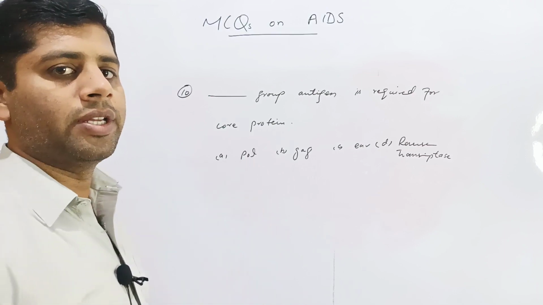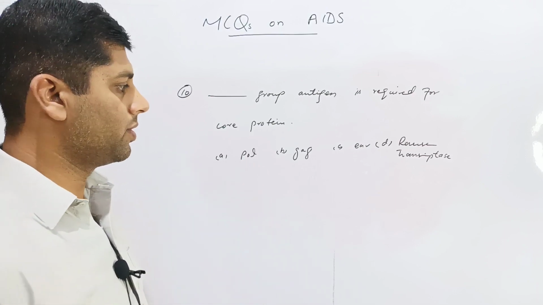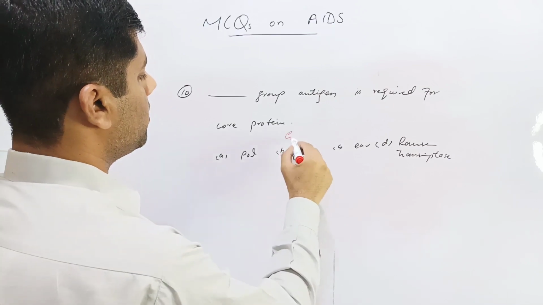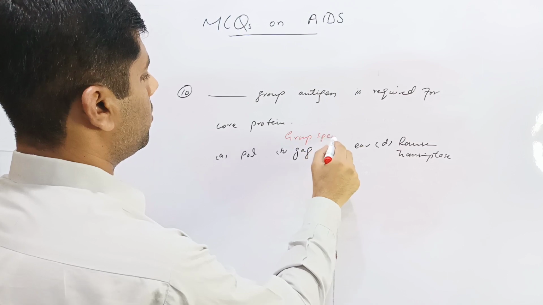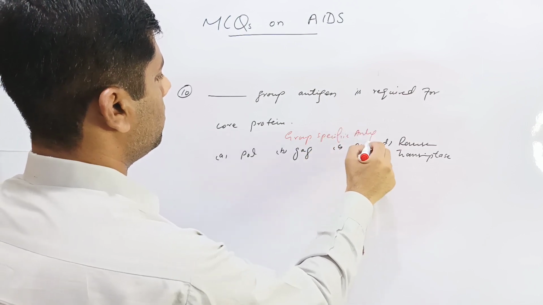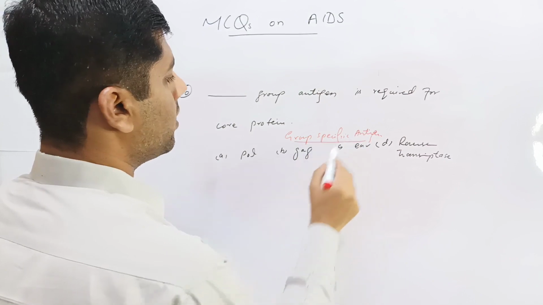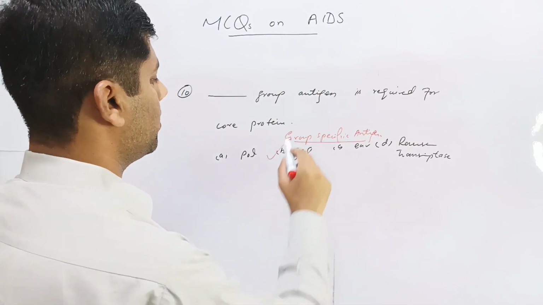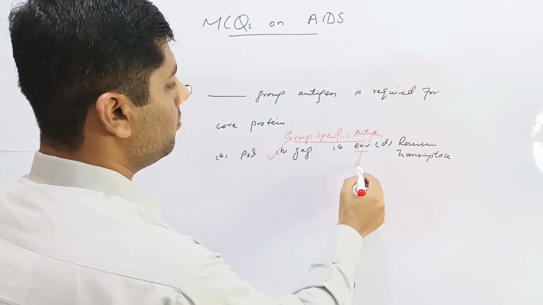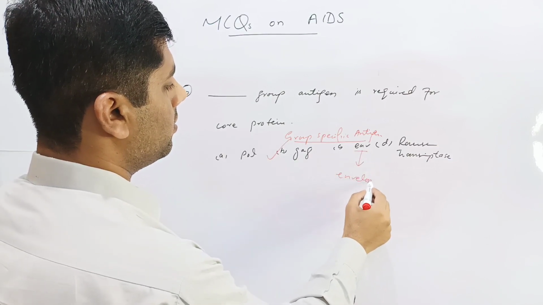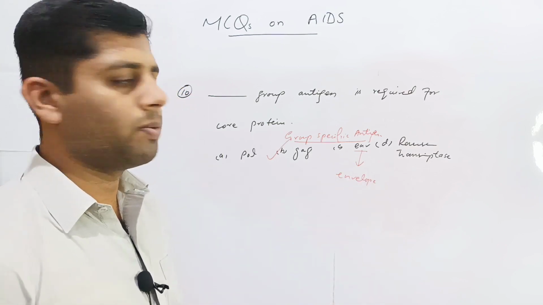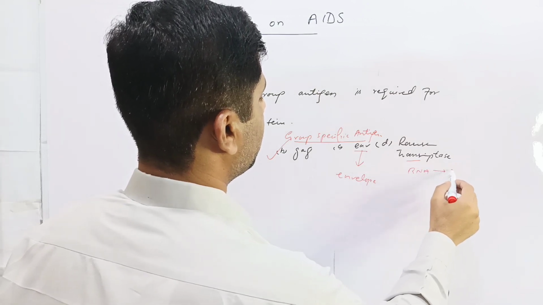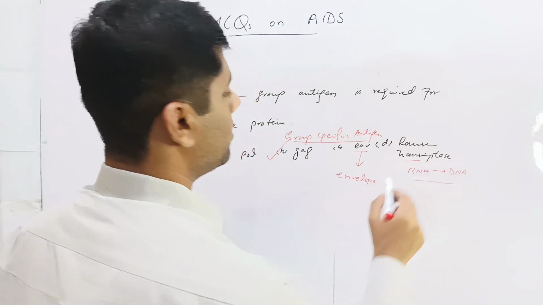Polymerases are required for DNA replication or transcription process. GAG protein means group specific antigen. These are basically structural proteins which form the core of the HIV virus. This is the correct option. Other is ENV. We have discussed that it is required in the formation of the envelope of the HIV, and reverse transcriptase is required for conversion of RNA of HIV into DNA molecule in its life cycle.